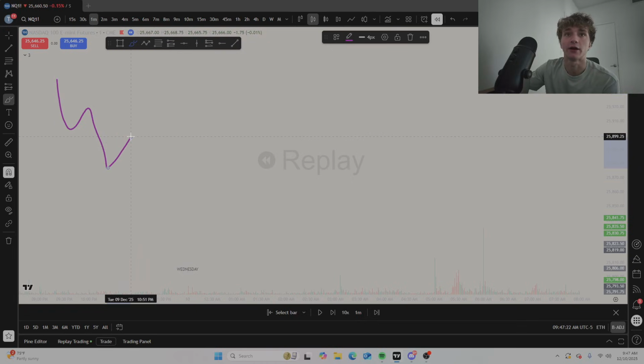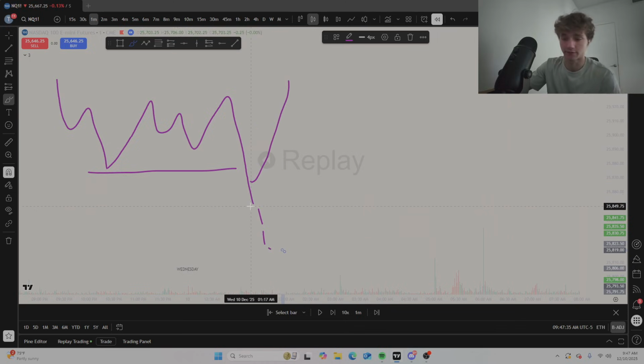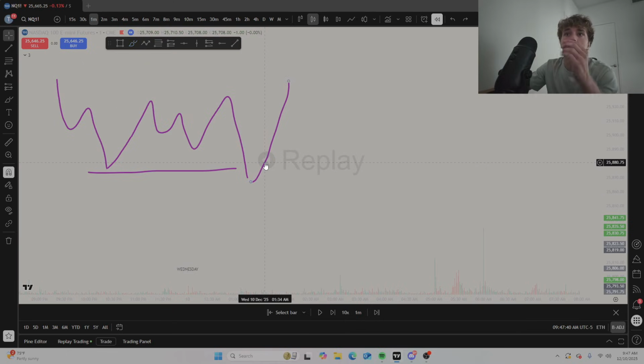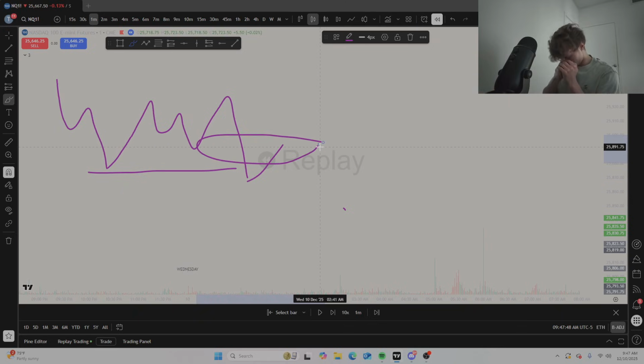And it makes some kind of low. It pushes away from that low and it can do whatever, right? It can do whatever it wants. Now, when it comes back down and it takes out that low, right, instead of me looking for some kind of long, because this thing is going to fall, instead of me looking for some kind of long, I'm looking for a short-term pullback, right, a short-term pullback where more sellers are going to be added.